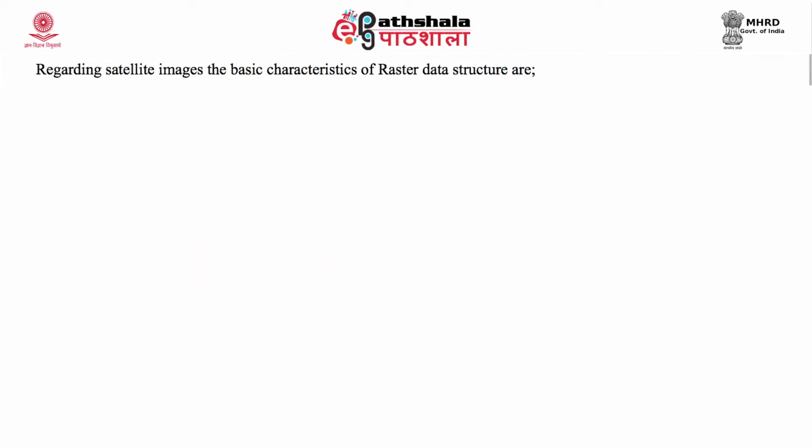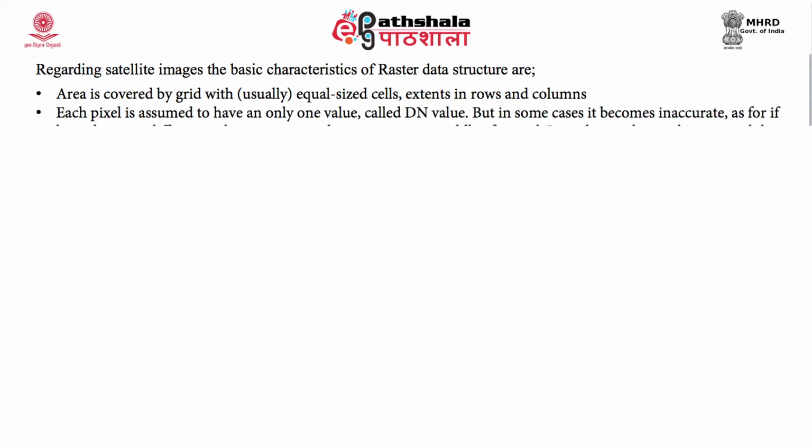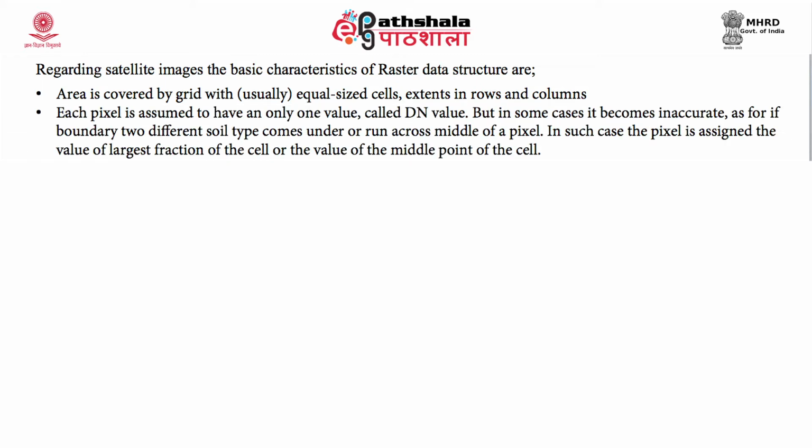Regarding satellite images, the basic characteristics of raster data structure are: number one is the area is covered by a grid, which is usually equal sized and extends in rows and columns. Number two is that each pixel is assumed to have only one value, called the DN value, which is a digital number value, but in some cases it becomes inaccurate.